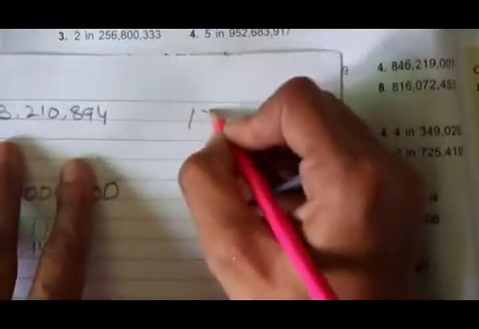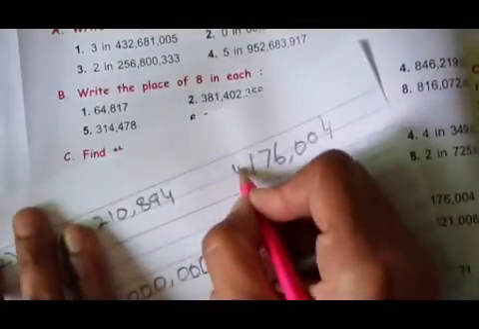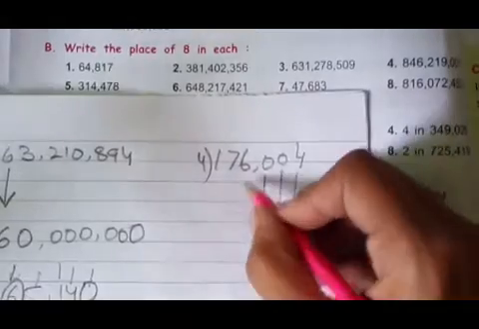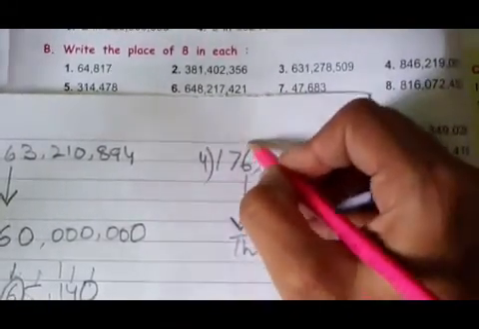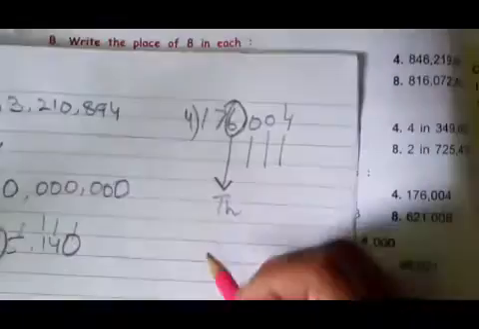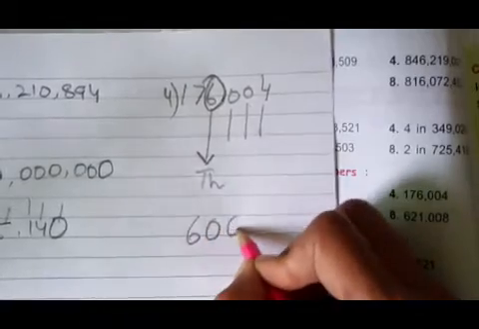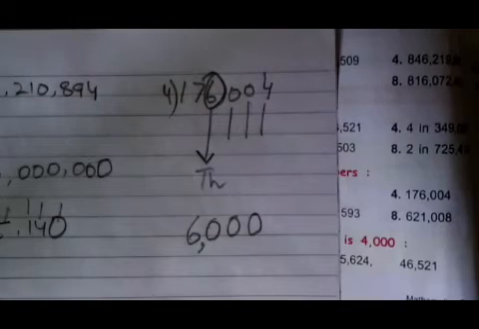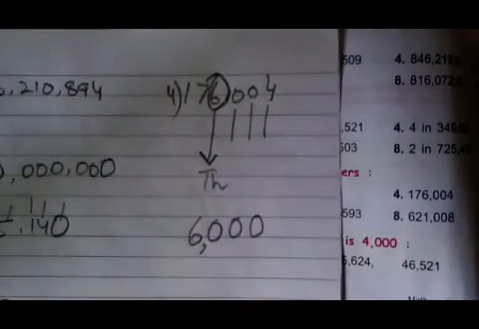Similarly, the next number is 176,004, and this is the fourth part. Look at here, ones, tens, 100, and this is 1,000. Which place is this? This is 1,000 place. So write here 6,000. The value of 6 is 6,000. By applying the comma after 3 digits, you must put a comma after every 3 digits. It would become 6,000. Very good.